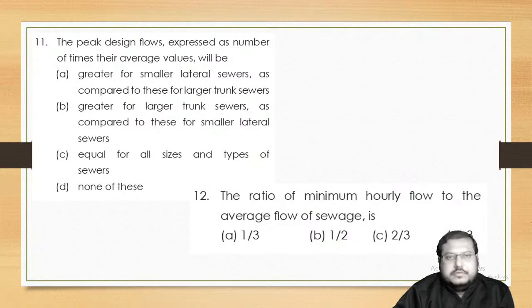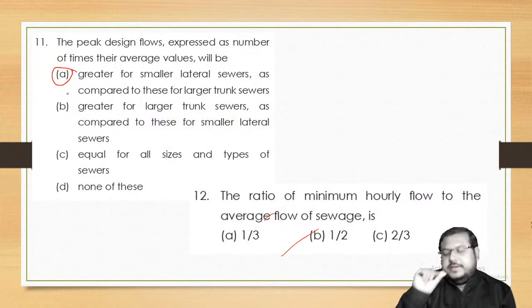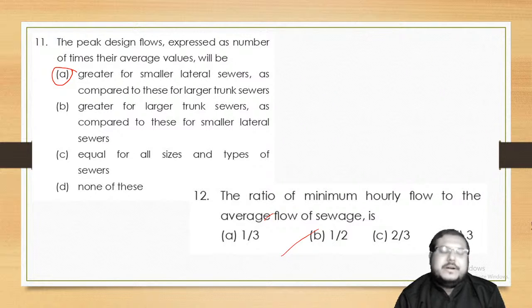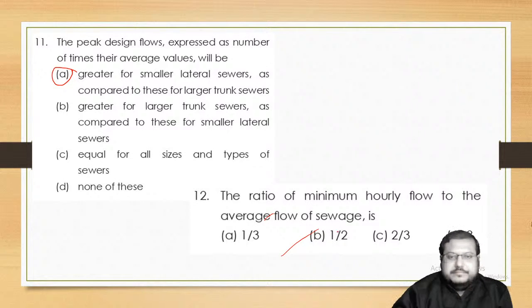The peak design flows, expressed as the number of times their average values, will be greater for smaller lateral sewers as compared to these large trunk sewers. Actually, these questions are more for design of sewers, less for wastewater flow rates, but yes, solve it. The ratio of minimum hourly flow to the average flow of sewage, that is also done. It will be 1/3.